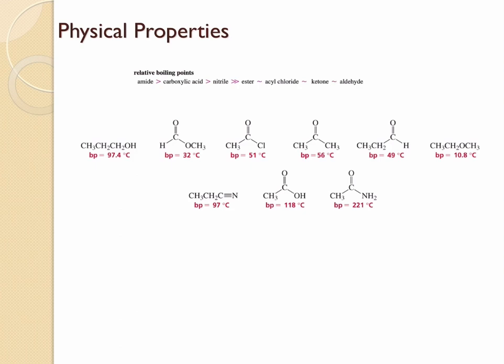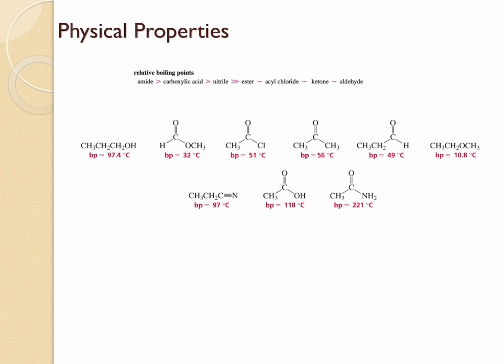Here are the relative boiling points of the different carboxylic acid derivatives. Esters, acid chlorides, ketones and aldehydes have about the same boiling points for similar molecular weight, but they are considerably lower than what we see in the case of alcohols. Alcohols have higher boiling points because of hydrogen bonding.